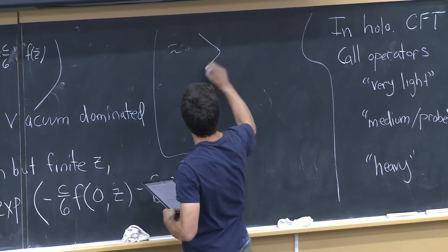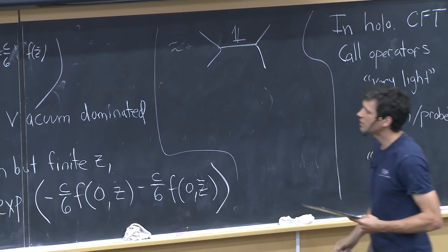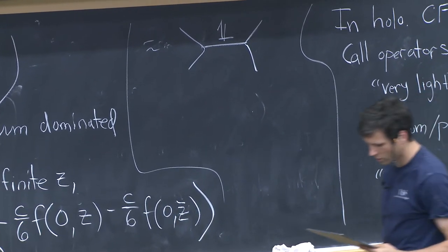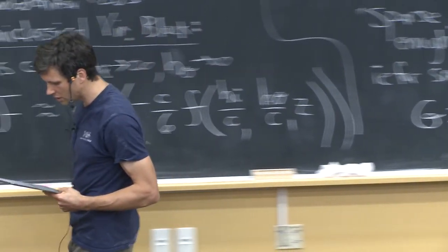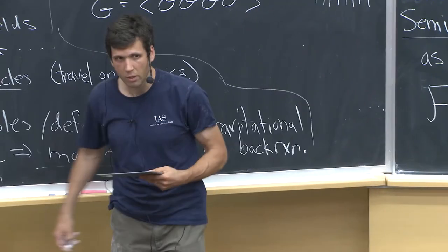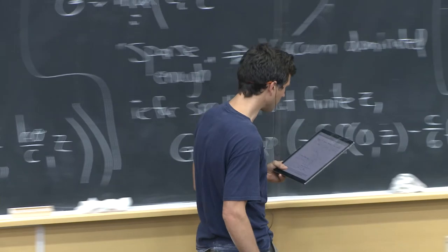Okay, so under these assumptions, which can be verified in various cases, the statement is that these heavy, heavy, heavy, heavy correlators are given by the Virasoro identity block. Now, this statement can't exactly be true. Let me come back to that.